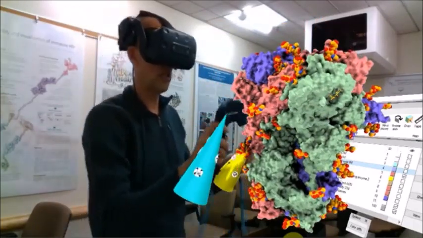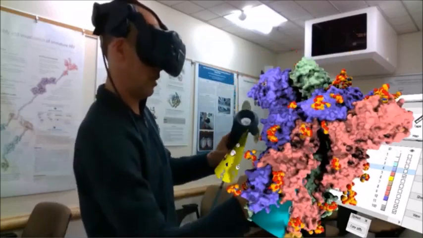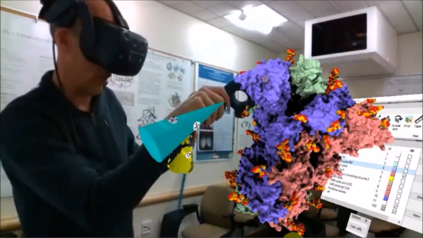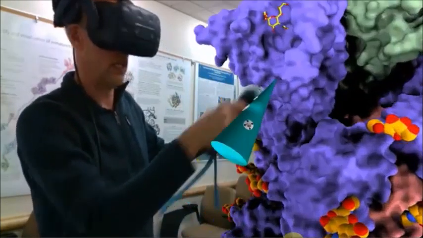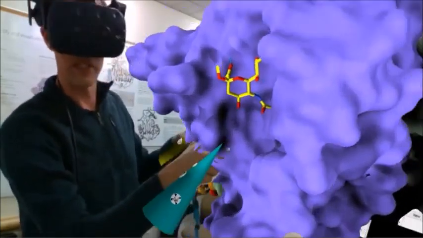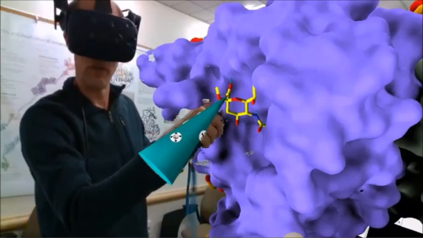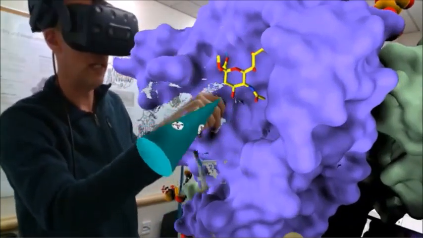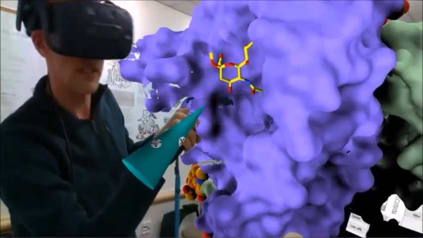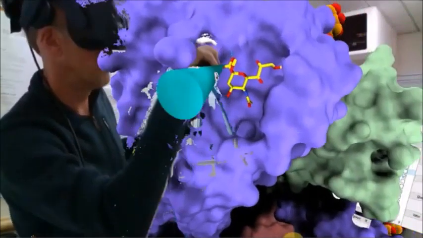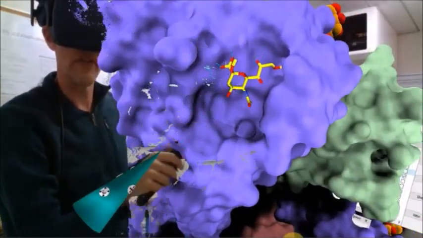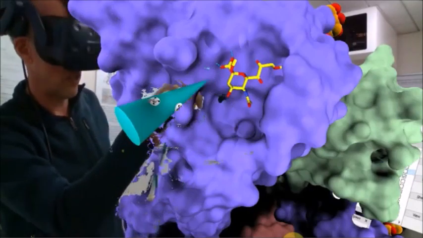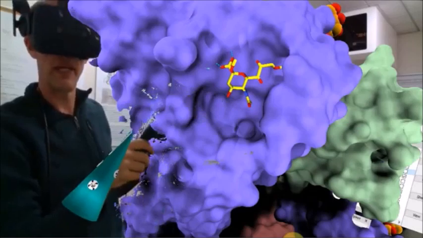And the really interesting part of this structure is the molecule that the virus uses to get into the cell is actually here. And it's this little tiny thing. It's a sialic acid molecule. And it fits in this little cavity in the spike. There are some little blue dashed lines. Those are hydrogen bonds. Those are attractive interactions between the sialic acid and the spike.